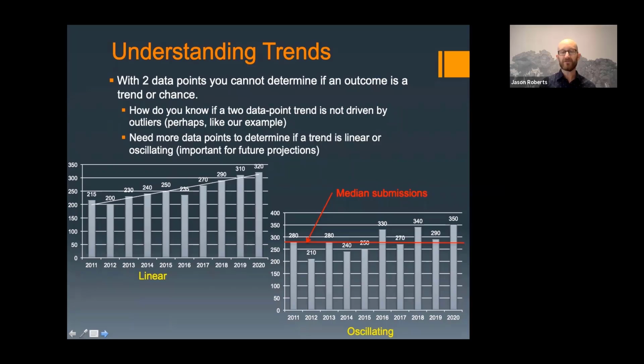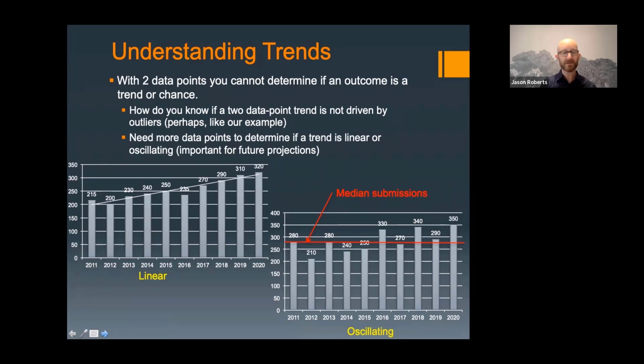So, we can truly only compare ourselves, really. We most often can't see into other journals. So what we can do is look at our past performance. So that's how you would look for an outlier. And then, like I said, you need more data points to determine if a trend is linear or is it oscillating. Now that's important if you want to project forward.